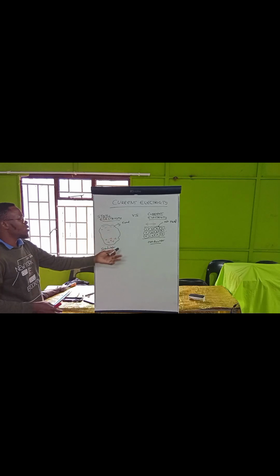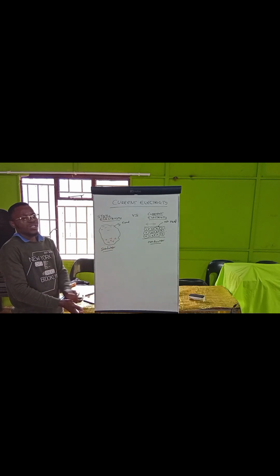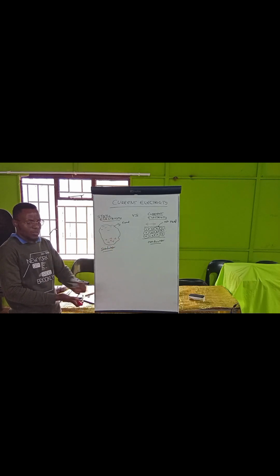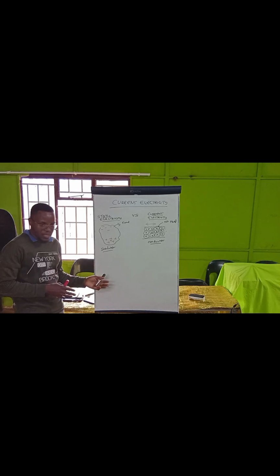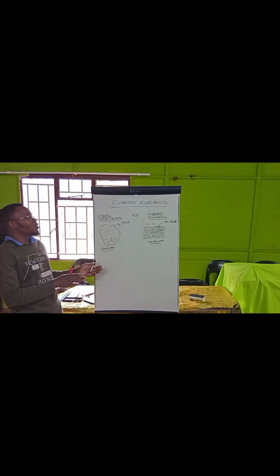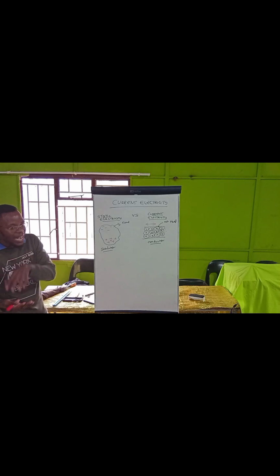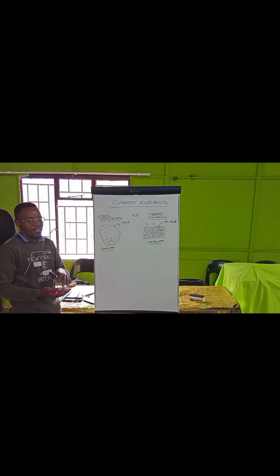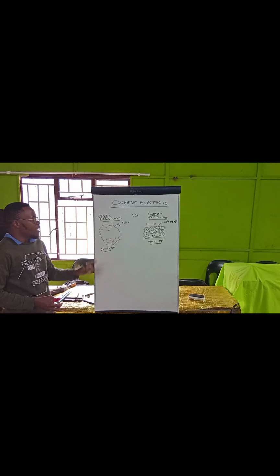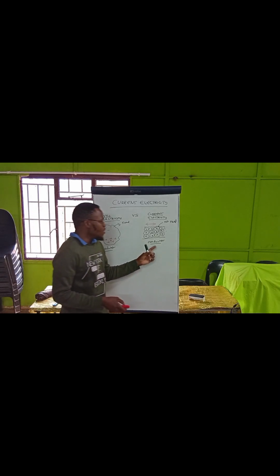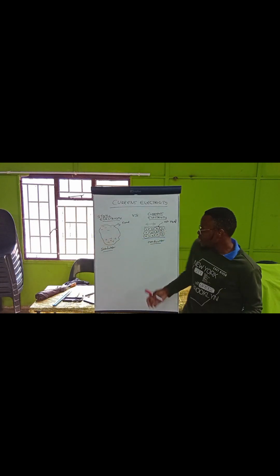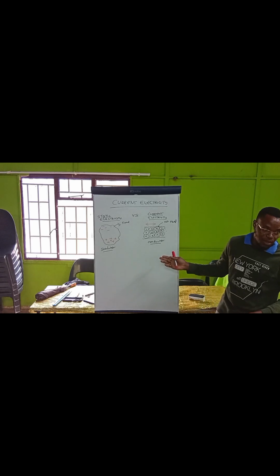You'll recall that in static electricity, you need to rub that particular object with another, and then there will be the transfer of the negative charge. That negative charge will be transferred into the other, and still, after that transfer, it will be fixed in that particular position.